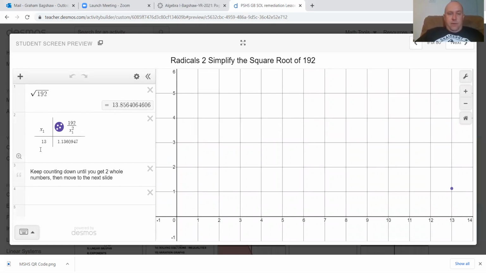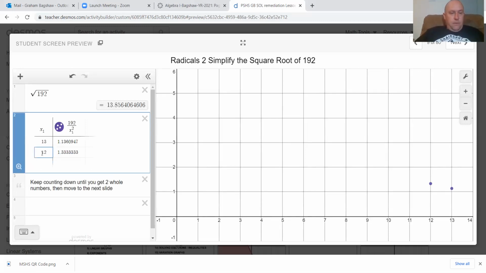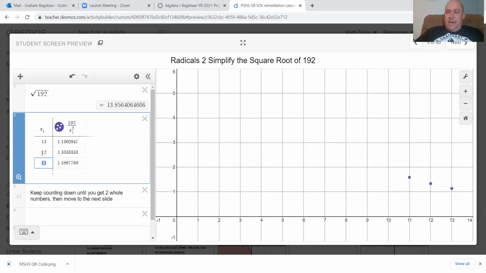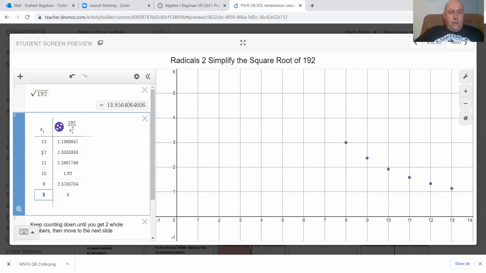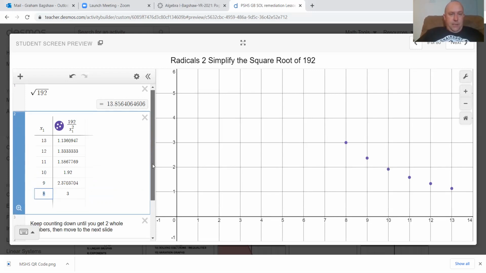So it doesn't matter if you round up to 14, but you can just take the first part of the number, so 13. And it says keep counting down until you get 2 whole numbers. So go ahead, 12. Press enter, and immediately it already knows that you're on to 11. And then you can just keep hitting enter. And then once we get our 2 whole numbers, then we know we have the correct answer.